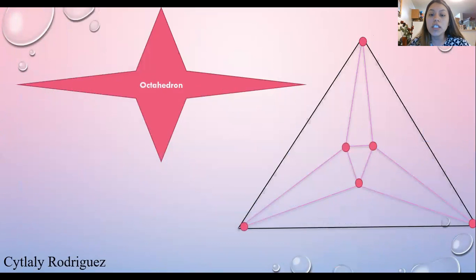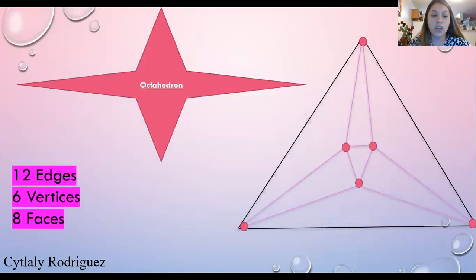An octahedron. An octahedron has 12 edges, 6 vertices, and 8 faces, as one can see. So the 6 vertices is the same points, 1, 2, 3, 4, 5, 6. 12 edges, 1, 2, 3, 4, 5, 6, 7, 8, 9, 10, 11, 12. And 8 faces, 1, 2, 3, 4, 5, 6, 7, 8. And that is an octahedron.